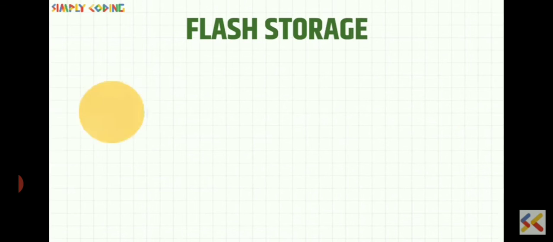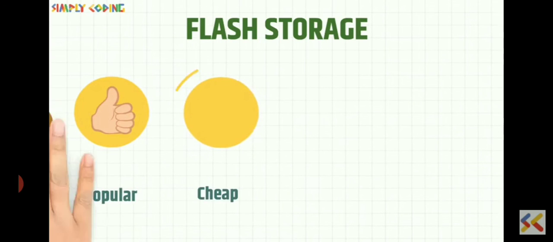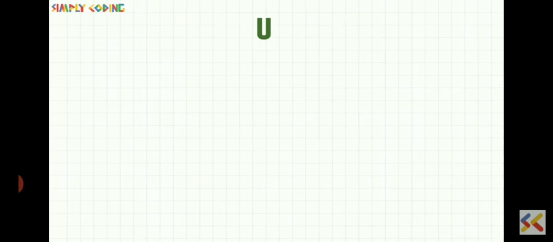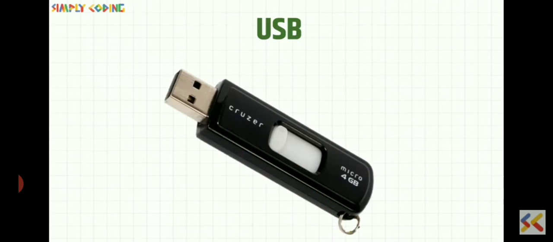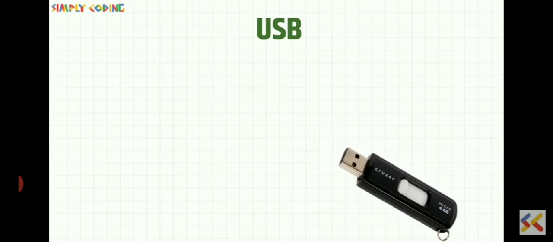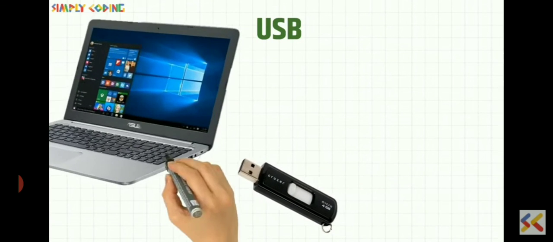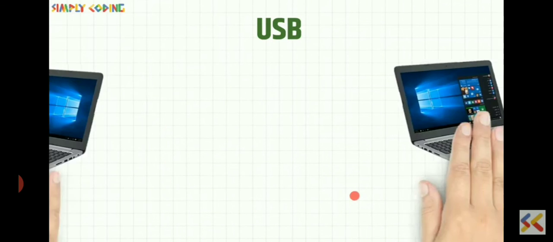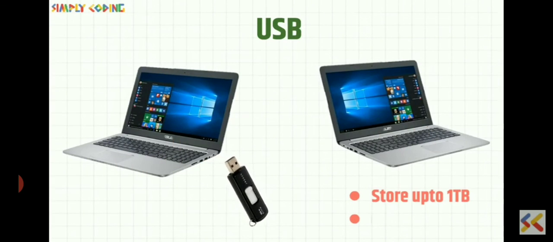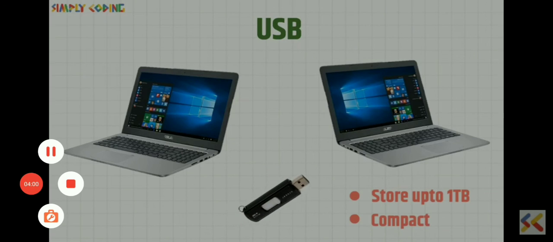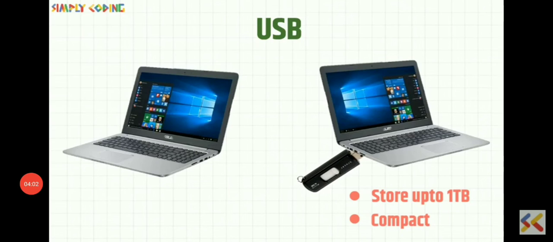They have now become very popular as they are a cheaper, more efficient and reliable solution. A USB flash drive or pen drive is a portable memory storage device which is the size of a human thumb and connects to a computer via a USB port. It can store data up to 1 TB. It is compact, fast and convenient, so it is typically used to store and transfer files.